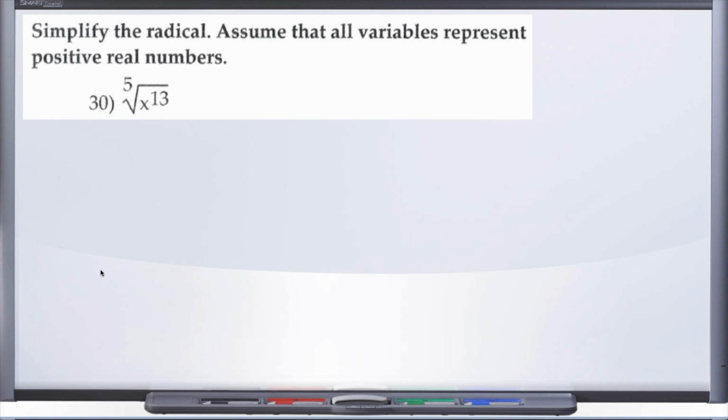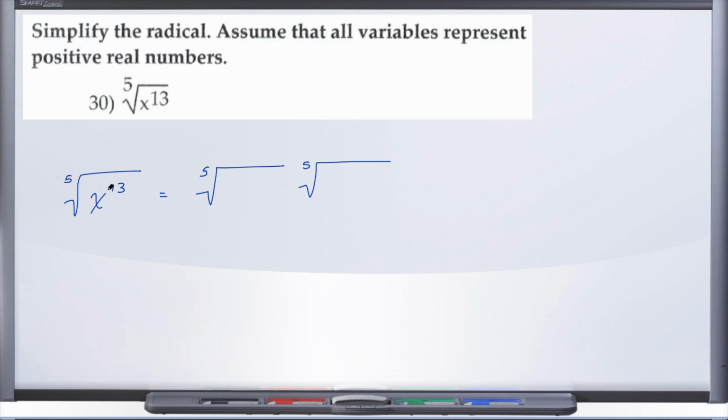All right, so with 30, 31, and 32, this next section here, what we're going to be doing is using what we just saw in the previous several videos to break down a variable and its exponent into good stuff, bad stuff. So we've been given the fifth root of x to the 13th. And so now let's break this down into good stuff and bad stuff.